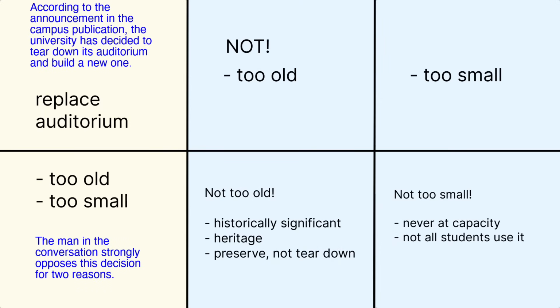You can certainly modify this transition to anything you think you can deliver fluently, that you can memorize and use reliably. I prefer using "the man in the conversation strongly opposes this decision for two reasons," or "for two important reasons," something like that. So I'll use that in my response. The man in the conversation strongly opposes this decision for two reasons. Of course, you can choose, and maybe you even have a better transition.